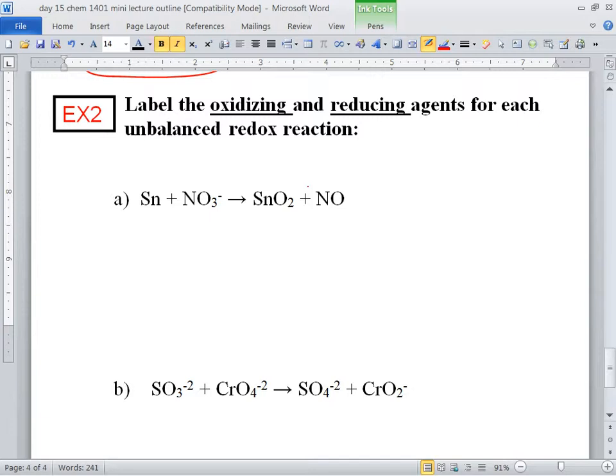On the blackboard, I'm missing a green or something. You have to see me after class. Okay. Let's label the oxidizing and reducing agents for each reaction. You guys don't want to get up? I'm getting lazy? It's hard to get you up twice in one class period.